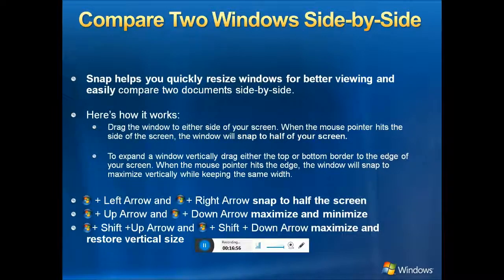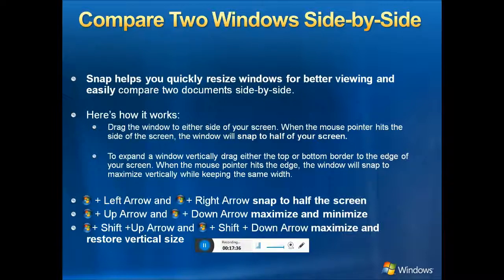Compare two windows side by side. Snap helps you quickly resize windows for better viewing and easily comparing two documents side by side. How to snap: drag the window to either side of your screen. When the mouse pointer reaches the side of the screen, the window will snap to that half of your screen. To expand a window vertically, drag the top or bottom border to the edge of your screen. When your mouse pointer reaches the edge, the window will snap to maximum vertical size while keeping the same width.